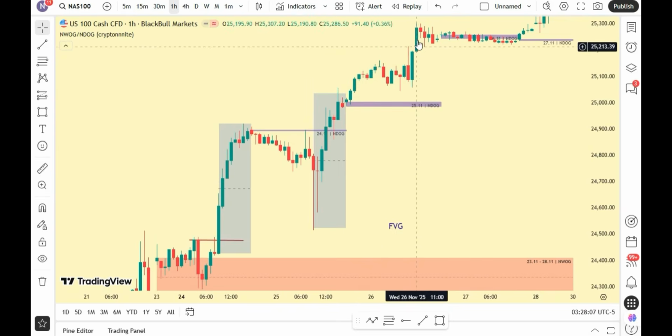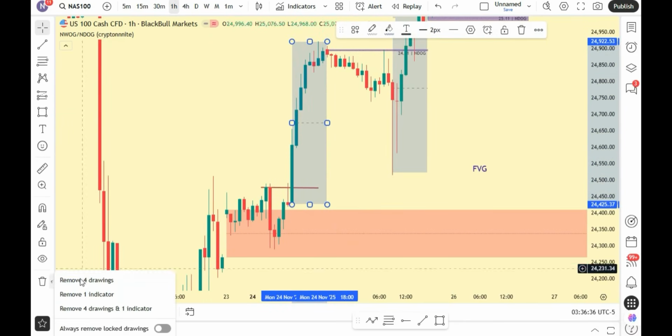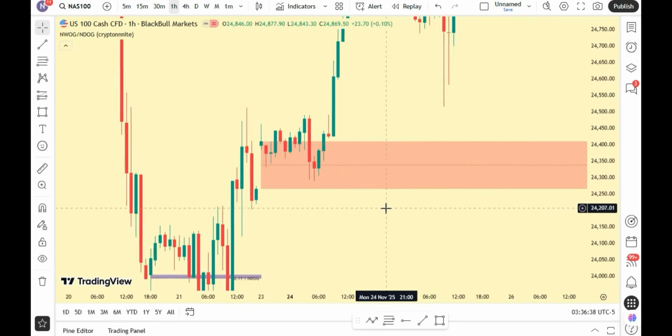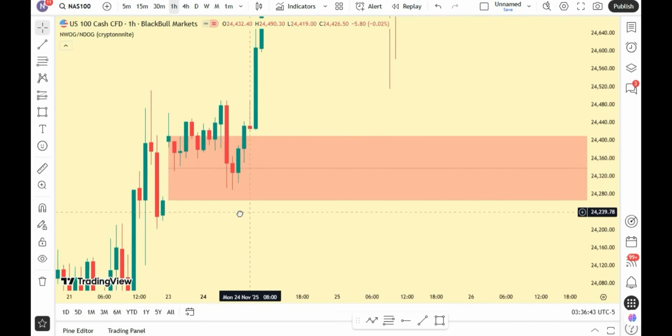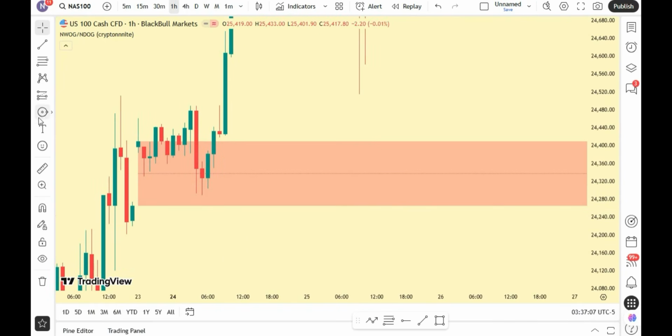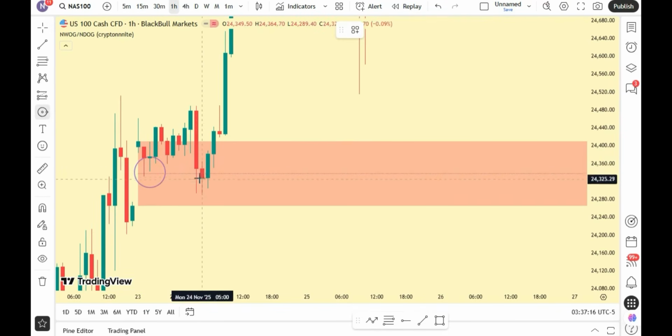Now, there's an important point here. Michael divides NDOGs and NWOGs into 4 sections, but honestly, for now just focus on the midline, which he calls the consequence encroachment. That middle line is your CE, basically the 50% level of the opening gap. And this 50% level is extremely important because price reacts to it very strongly.